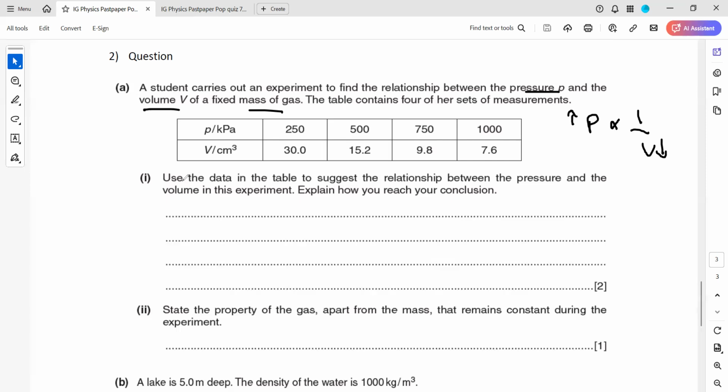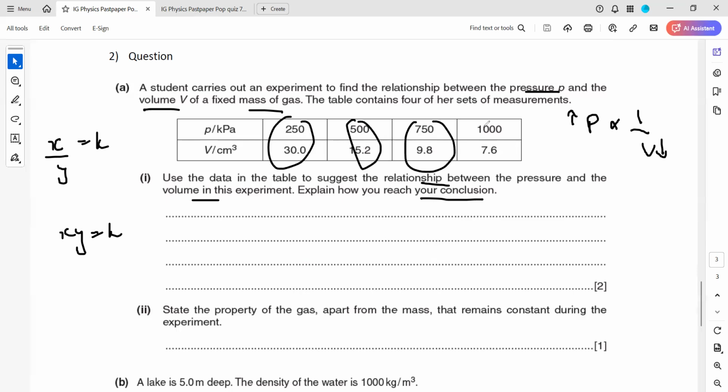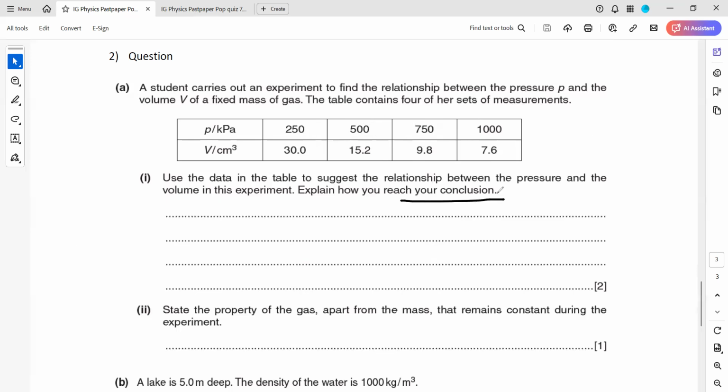Use the data in the table to suggest a relation between pressure and volume and explain how you reach your conclusion. How do we know the relation between the quantities? If two quantities are directly proportional, the ratio should be constant. If they are inversely proportional, the product should be constant. Is the ratio constant here? No, sir. But is the product constant? Yes, sir, approximately the same in all cases. So we can say pressure is inversely proportional to volume.